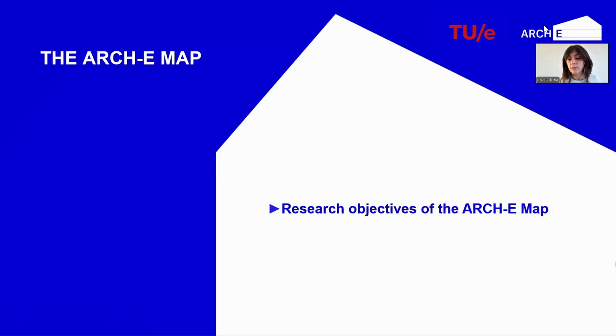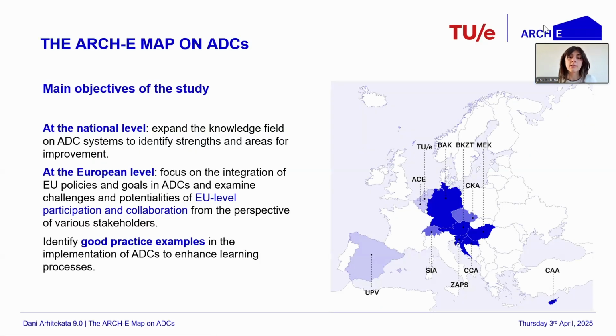Now let's go into the map itself. So let's say that the Archi map moves in two different lines or two levels. One is the national level that is aimed at somehow expanding the knowledge field on specific architectural design competition systems, so to identify strengths and areas of improvement at the national scale.